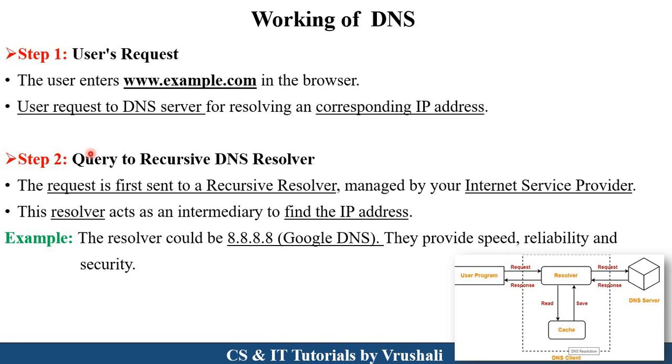Now, the second step. The second step is the query to the recursive DNS resolver. Means this website request is sent towards the recursive resolver. Now, this DNS resolver is managed by the internet service provider. This resolver finds out the IP address of that particular website. Now, there is Google DNS and this is its particular address. This Google domain name system provides speed, reliability and security for a particular search. So, the first step is the user requests a particular website and the second step is the DNS resolver finds out its IP address.